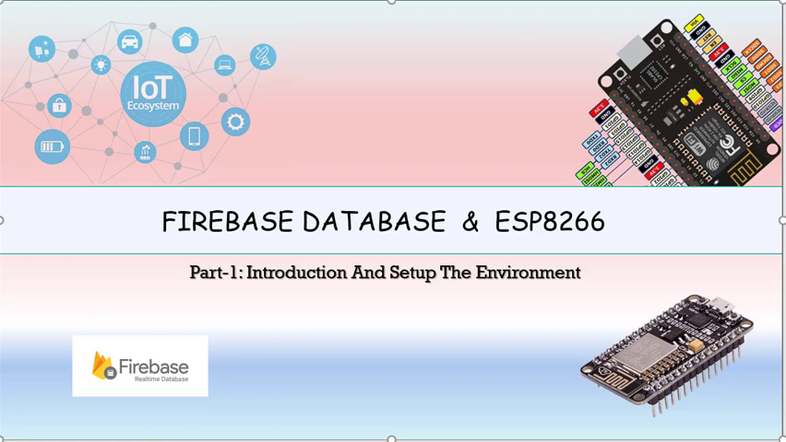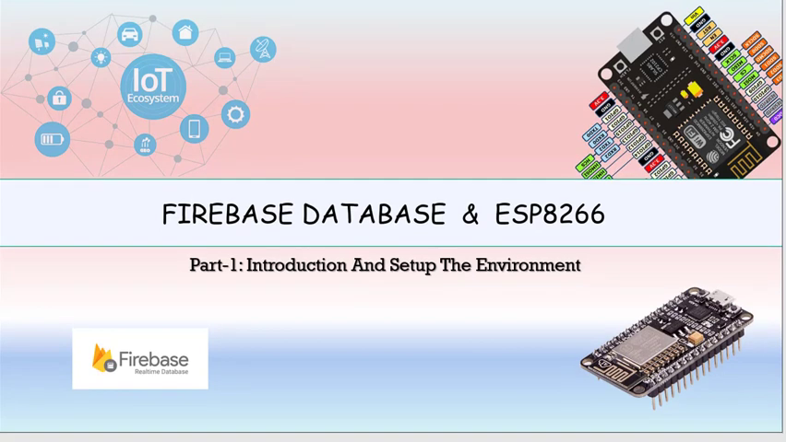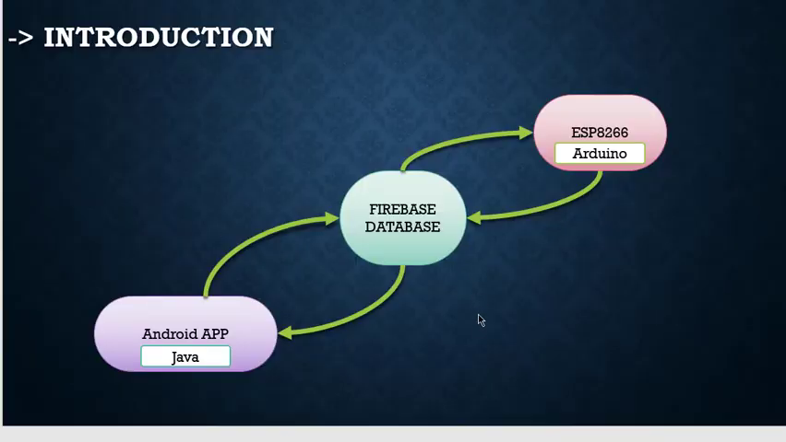So let me give you the basic introduction. Here you can see I am using Firebase as a database and Android Studio to create an Android app, and of course I am using Java to create this. In the hardware part, I am using ESP8266, which is basically known as NodeMCU. This is a Wi-Fi based development board, and it is based on Arduino programming. I am using Arduino IDE to program that board.